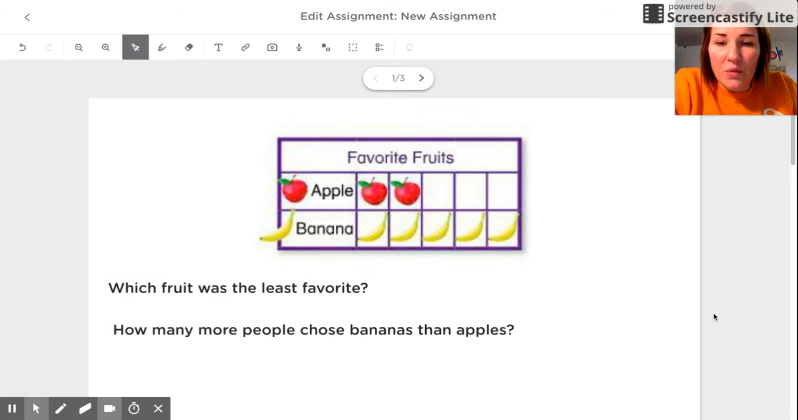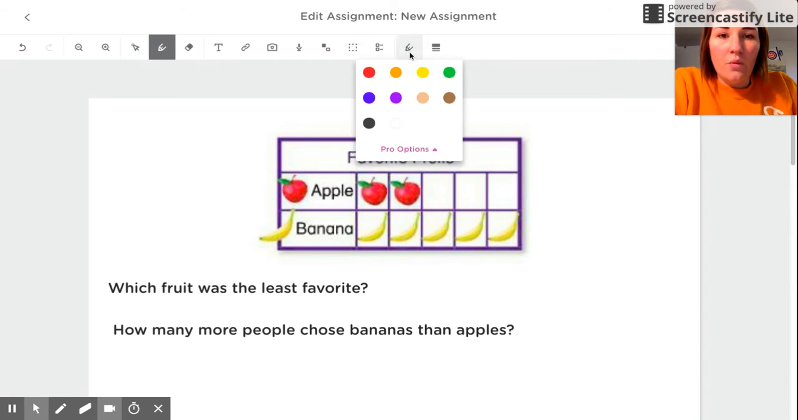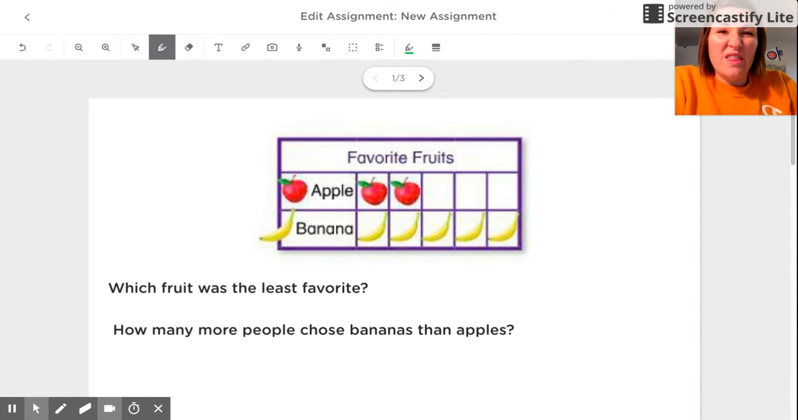And the first one is, which fruit was the least favorite? Now we'll have to remember the difference between least and greatest or most. And we know that least is the smaller amount. So if I'm trying to figure out which is the least favorite, I want to know which one got the fewest amount of votes or the smallest amount of votes. So if I'm looking at the graph, I see that apple got 2 votes. There's 2 apples within the actual graph. And then bananas, there's 1, 2, 3, 4, 5. So I know that 2 is less than 5. And so I know that apple is the least favorite. Apples are the least favorite in this particular survey or this particular information.